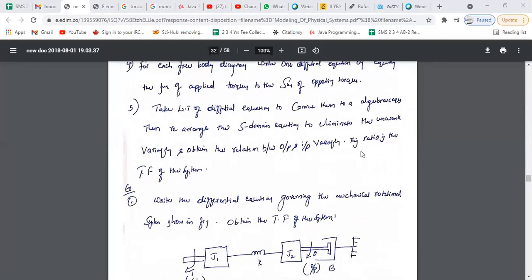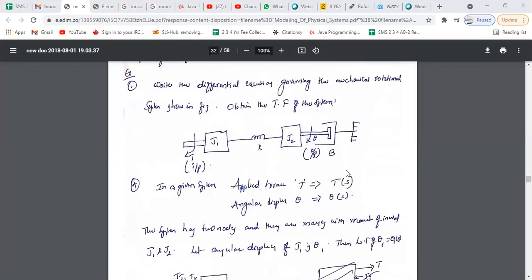How do we solve the problems based on the rotational system? Is it clear, all of you? Yes, sir. Shall we take one problem? Yes, sir. Right. So this is the given problem.